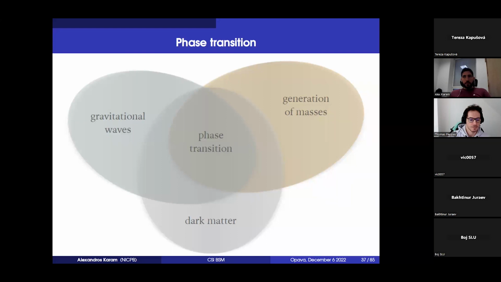And it turns out that scale invariant models, because of the form of the potential, can provide a very strong first order phase transition, which guarantees the generation of gravitational waves. So it's nice to consider these models because we can have the dynamical generation of scales, we can have successful dark matter and gravitational waves, which may be explored in the near future.